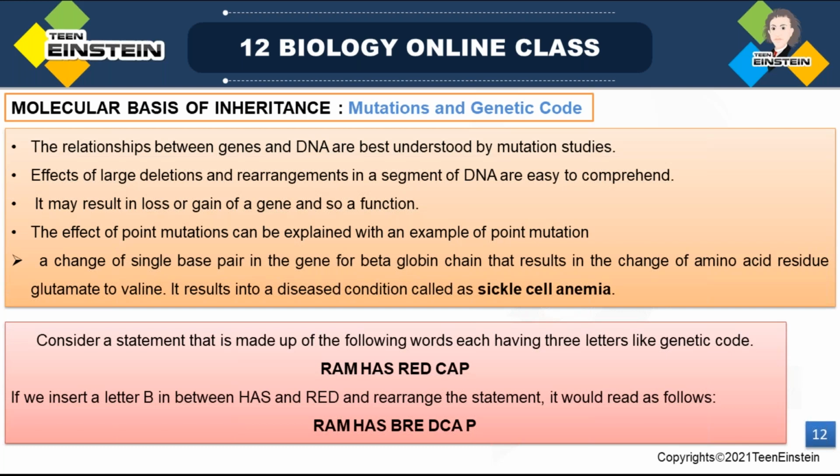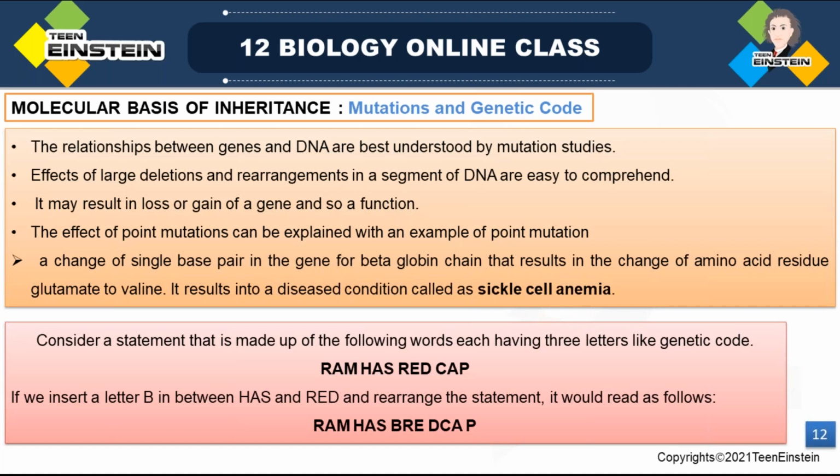So such a type of change in a single base pair. In a gene, a single base pair is getting changed, but that results in the change of the amino acid, right? If a single base pair changes, the amino acid may change. We have learned 64 different codons, and they code for different amino acids also.